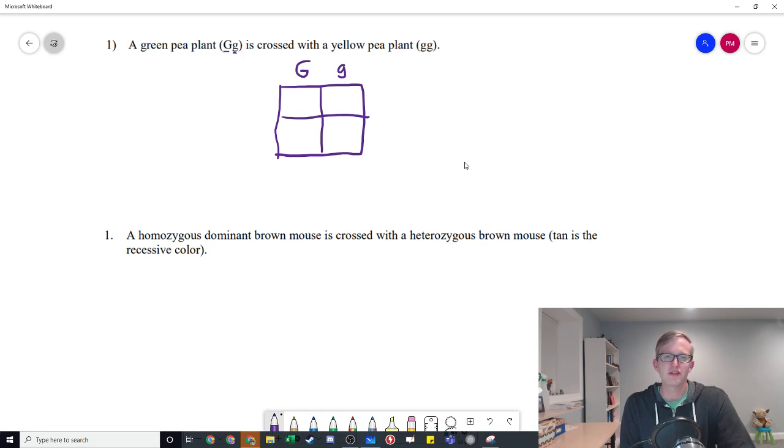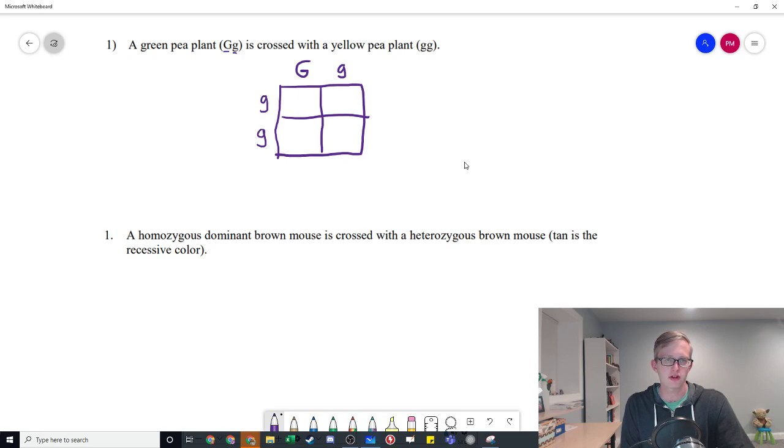And it's kind of a 50-50 mix of which one they pass on. Meanwhile, the yellow plant is either going to pass on a little g or a little g. It's 50-50 which one they pass on, but it doesn't really matter because they only have 2 lowercase or recessive copies to pass on. So when we set this up like this, it allows us to pull one allele from one parent and one allele from the other parent.